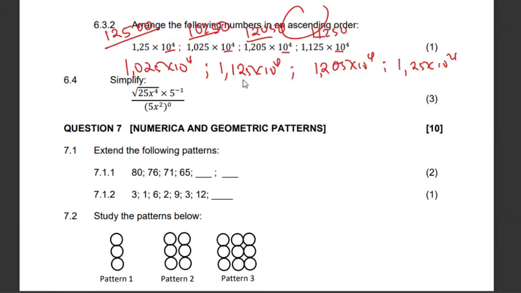All right, simplify this. What is the square root of 25? That's a 5x squared multiplied by 1 over 5. When exponent is negative, then it becomes a fraction. Anything to the exponent of 0 must always be 1. So we're going to have 5x squared over 5. Which means the answer is just x squared.